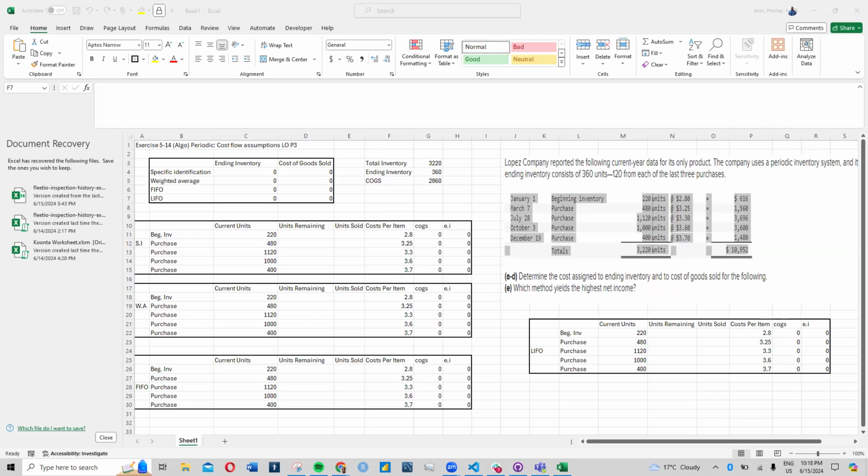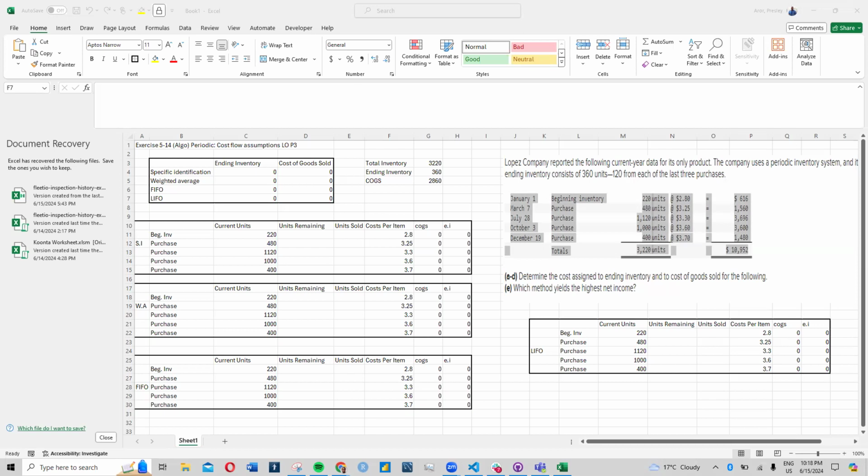And then for last in, first out, LIFO, it's basically the opposite. What comes in last goes out first. So if you buy stuff today and tomorrow and you want to sell, you'd sell the stuff that you bought tomorrow immediately, and then you'd leave the one you bought before.